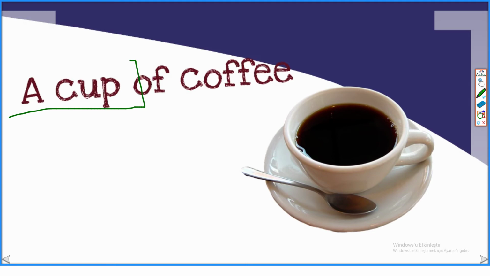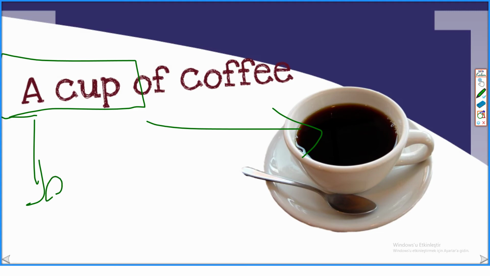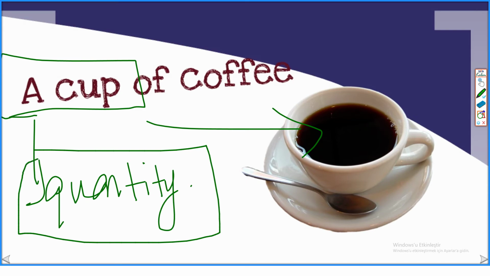A cup of coffee. As you see, this is a cup of coffee. In this mug, we have coffee, not a coffee, sorry. And we can count the coffee in this coffee mug. Actually, we can't, but we can see the amount, the quantity. Okay. And how much? A cup of coffee, please. I say my quantity to the waiter.